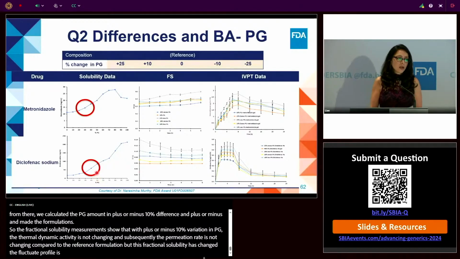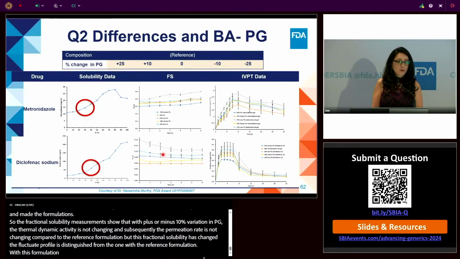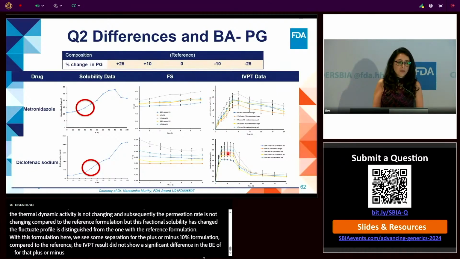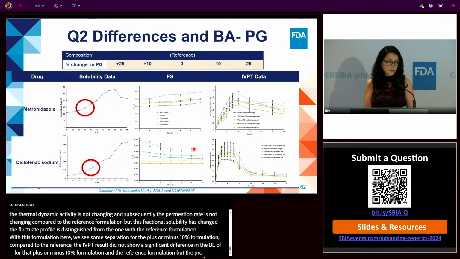With diclofenac sodium formulation, while we see some separation for the plus minus 10% formulation compared to the reference, the IVPT result did not show significant difference in bioavailability of diclofenac for the plus minus 10% variant formulations and the reference formulation, but the profiles for plus minus 25% variant formulation were different compared to the reference formulation.